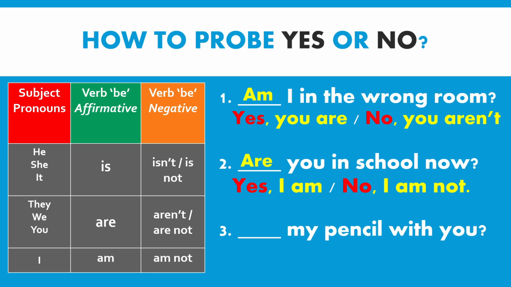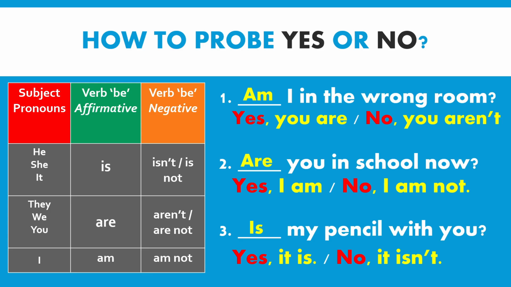Number 3, blank, my pencil with you. My pencil. Okay, referring to the previous lessons, my pencil, if we want to use subject pronoun to replace my pencil, which one is the most suitable subject pronoun? My pencil, there's only one pencil and it's non-human, so it should be it. We look at the subject pronoun it, and the verb be affirmative under it is. So the answer here would be, is my pencil with you? Is my pencil with you? I'm asking you, is my pencil with you? Yes, it is. If it's not with you, no, it isn't.